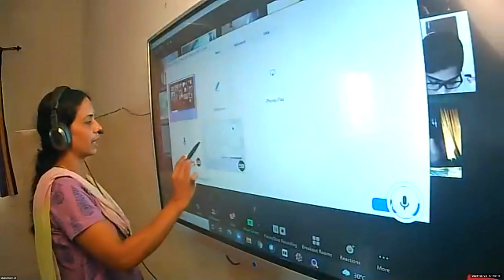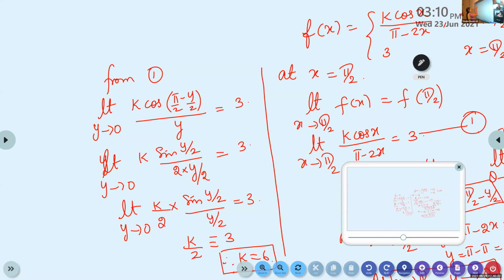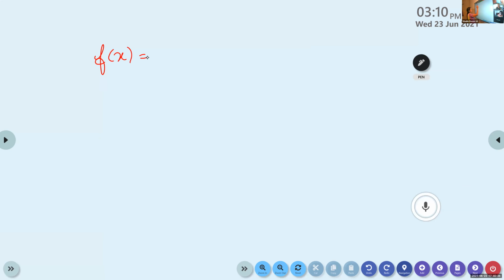Find the value of a and b if f of x is equal to x square plus ax plus b, where 0 is less than or equal to x less than 2.